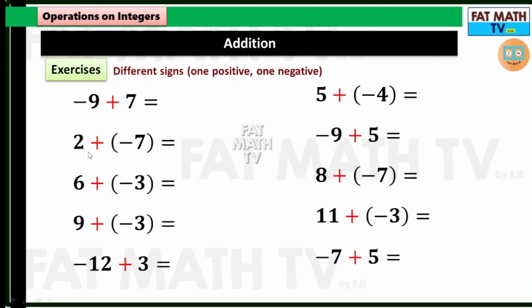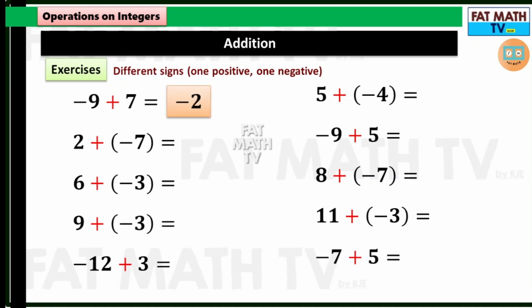Negative 9 plus 7, 2 plus negative 7, 6 plus negative 3, 9 plus negative 3, negative 12 plus 3, 5 plus negative 4, negative 9 plus 5, 8 plus negative 7, 11 plus negative 3, and negative 7 plus 5. So here in this exercise, you have one addend that is positive and the other is negative. So what you're going to do is subtract the absolute values and copy the sign of the number which has a greater absolute value. Negative 9 plus 7 is negative 2.